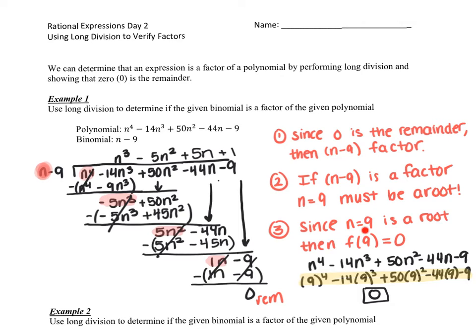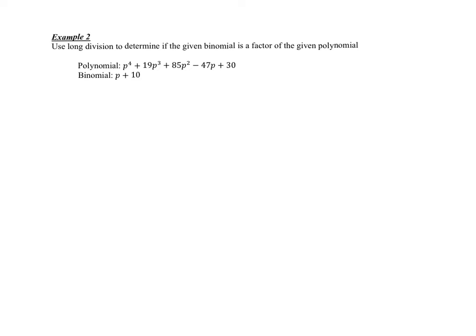And if we have a root, then if I plug it into the original equation, I should in fact get 0, which I do. All right, let's look at the second example. So same kind of concept. They want to know if the binomial is a factor.